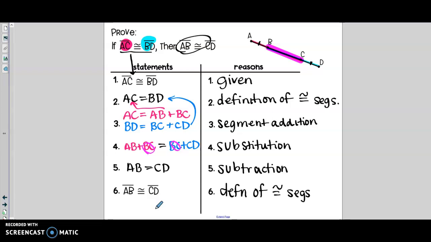We'll do this style with segments as well as angles. I want to make sure that we can see how we can do some substitution and then addition or subtraction to make things happen, always remembering that we're converting from congruence to equal signs.